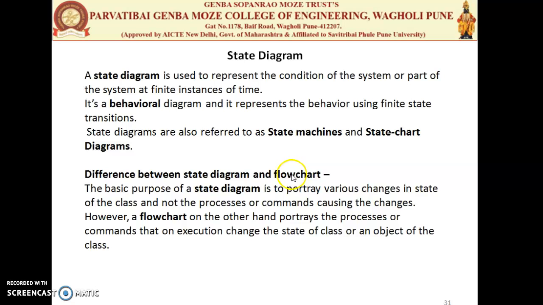A flowchart will always move from one activity to another depending on the instructions, the commands, or the process, how the instructions are flowing. But in a state diagram, transitions only occur when there is a change in the state of the object. We'll see it in the example, and you will get to know.